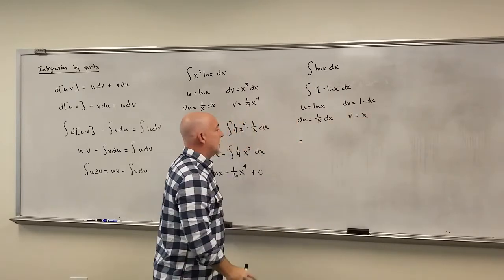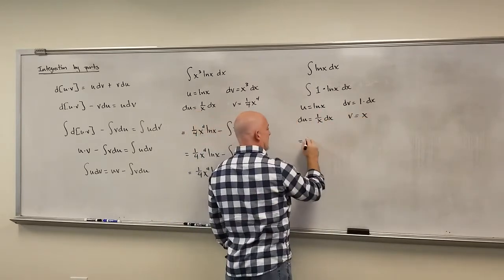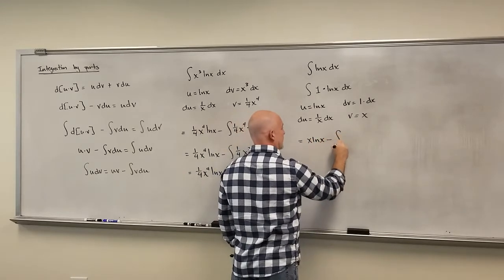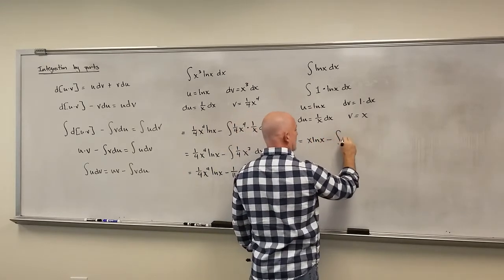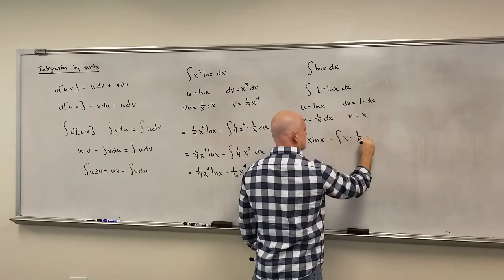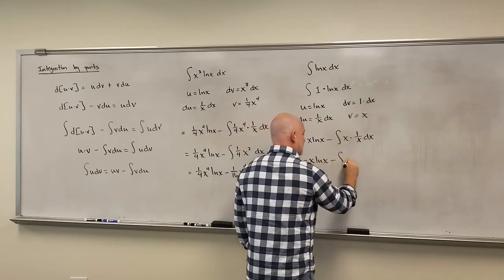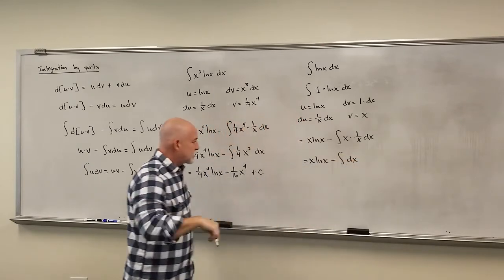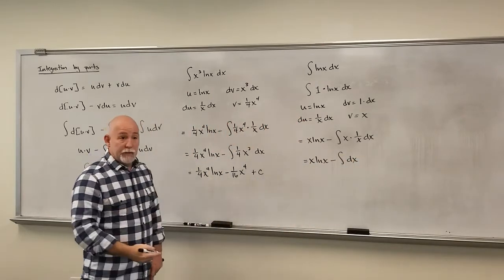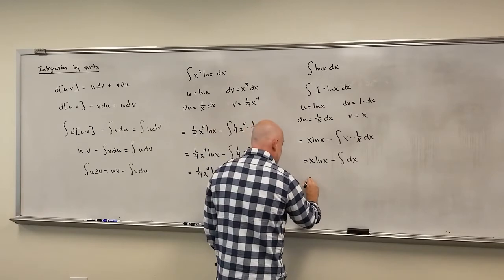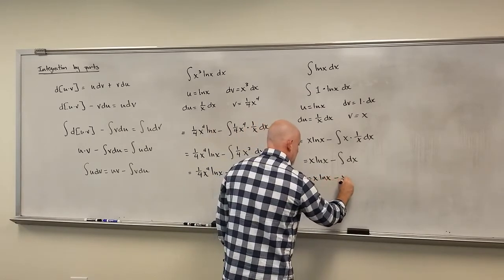So when we put this together, uv, we get x ln x minus the integral of v du, so it's x times 1 over x dx. When we simplify, that's just the integral of dx, right? Those x's cancel. Well, now we got to an integral we can do. The integral of dx is just x.